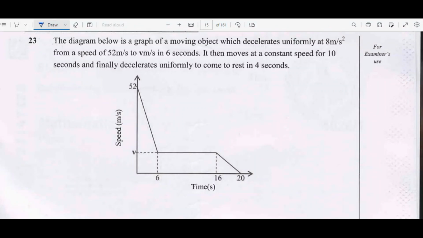Welcome viewers. Before us we have a question in mathematics paper 1. This one is from the topic of speed time graph.